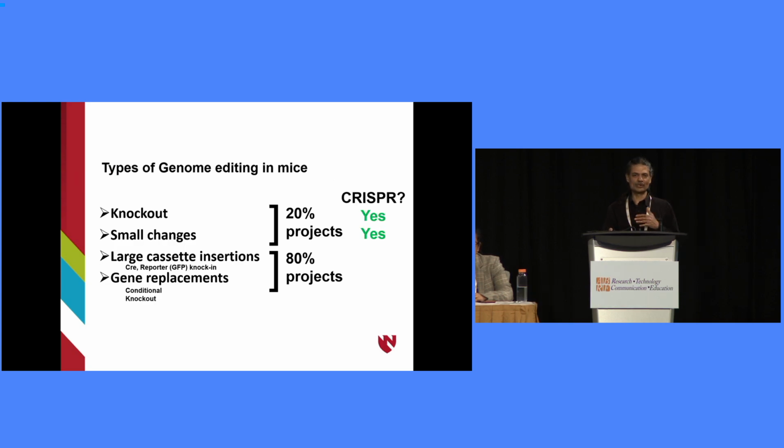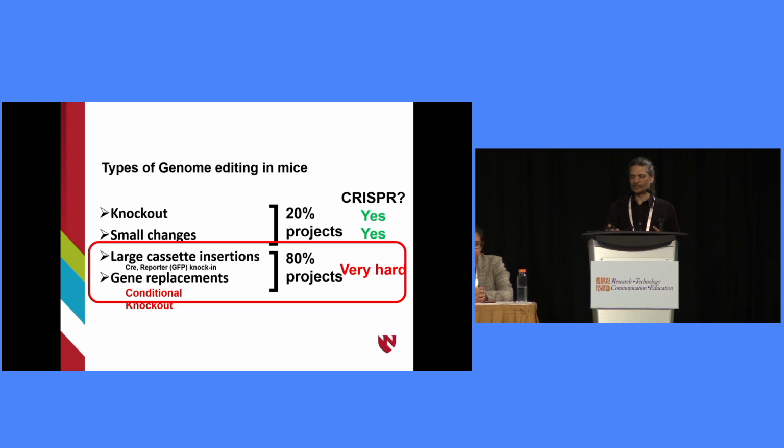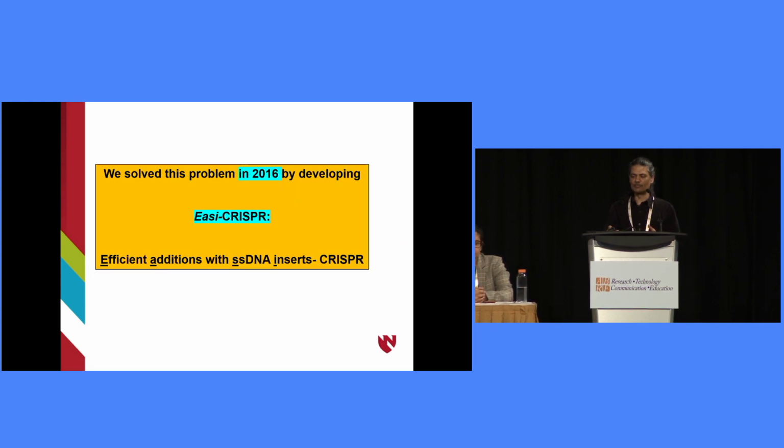But the first two are very easy to do, and many core facilities easily adopted CRISPR technology within a couple of years to generate knockout and small changes. But large cassettes and the last two categories is quite hard. And one classical example for gene replacement is conditional knockout. And we solved this problem in 2016, almost 10 years ago, by developing a method called Easy CRISPR, which stands for efficient additions with ssDNA inserts CRISPR.